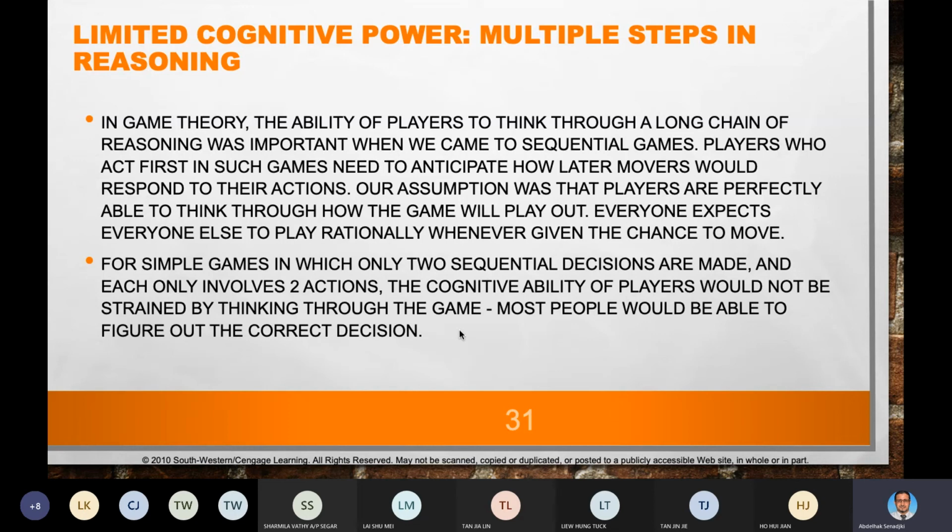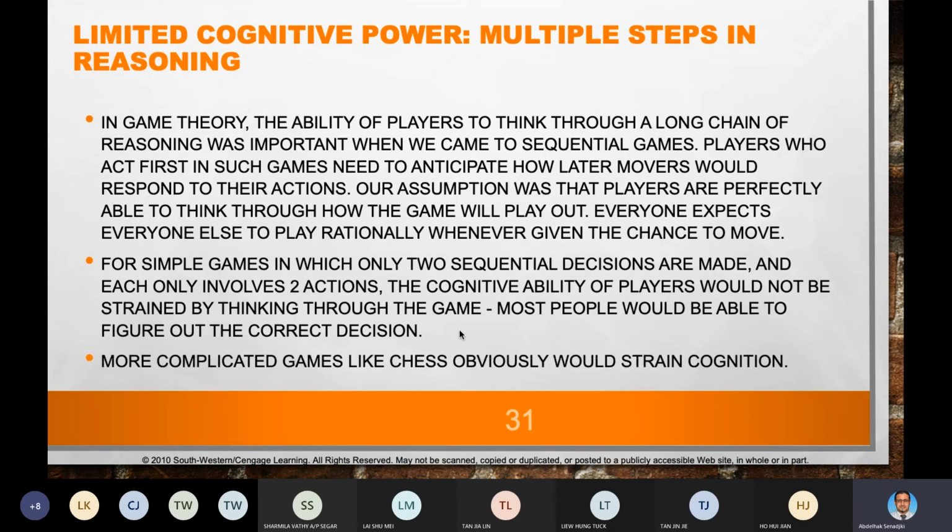Let's say you have 100 players, you have 100 strategies, or 100 moves. That is very complicated. More complicated games like chess obviously would strain cognition. Therefore, you as a manager with limited cognitive abilities, when you have a market of 100 players with many possibilities or strategies, you cannot handle that.